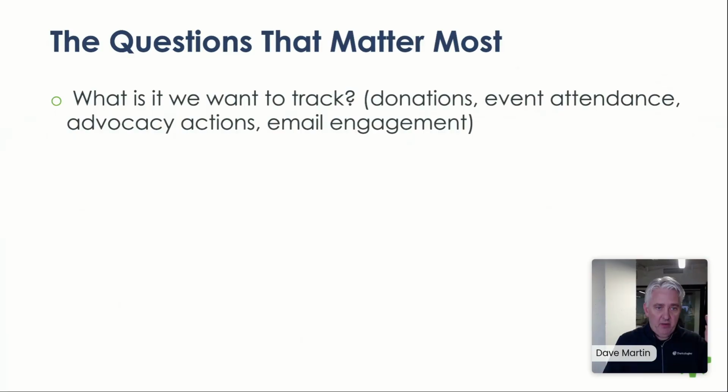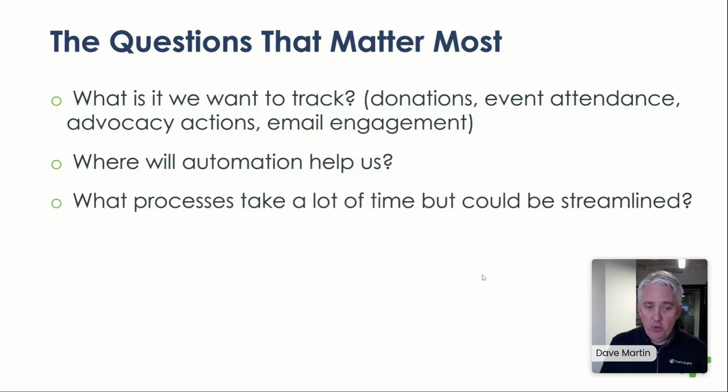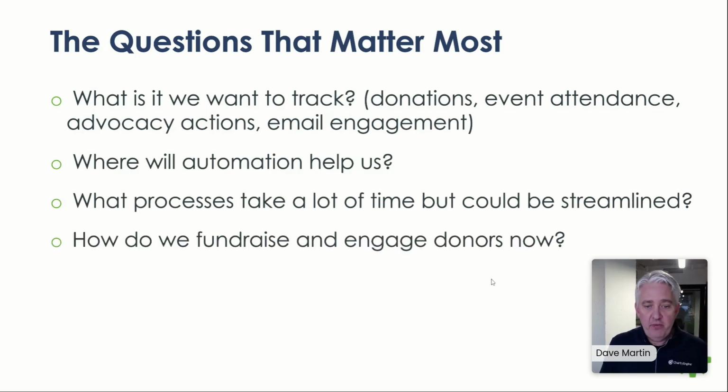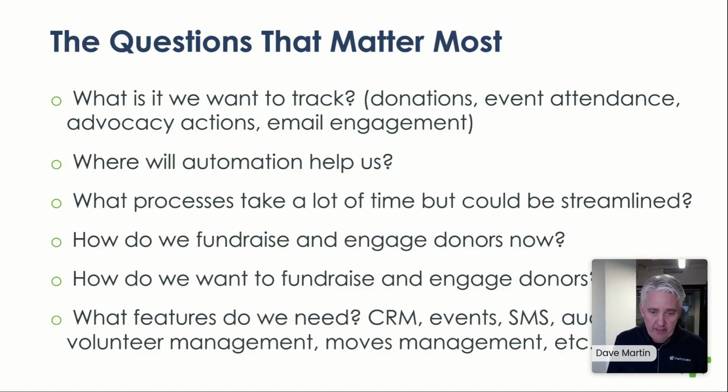So matter most, what is it we want to track? Donations, event attendance, advocacy, email open rates and click-throughs and that type of thing. Where will automation help us? Whether it's automation from a communication series, whether it's automation of tasks within the organization, right? What processes take a lot of time but could be streamlined? We could make them easier, not too many clicks in a system. How do we fundraise and engage donors now? And how do we fundraise and engage donors in the future? What are we looking to do? And what features do we really need, right? So that's really key. And going through that donor life cycle, I think, is a really helpful one.